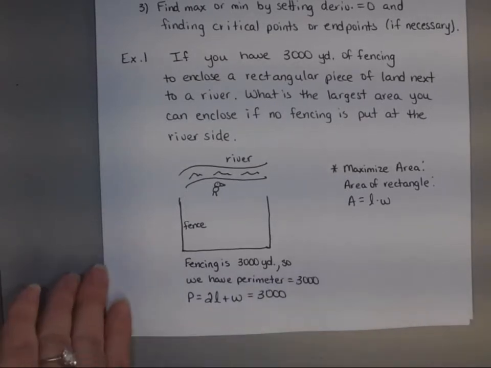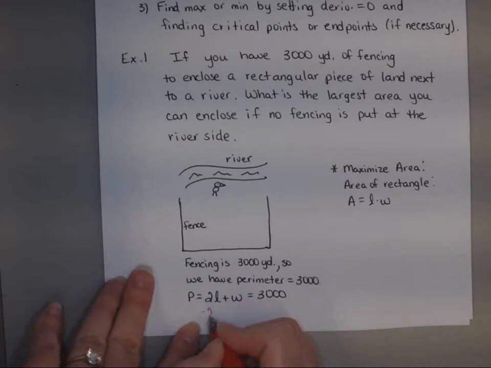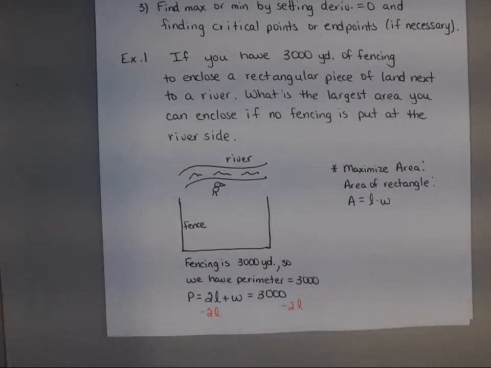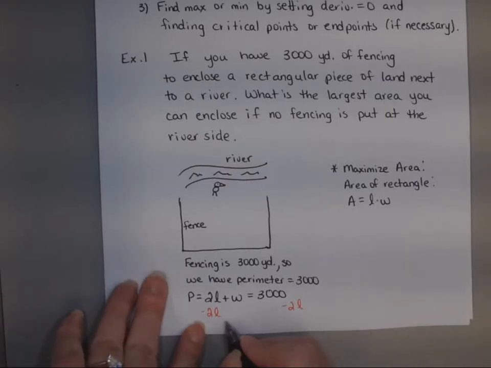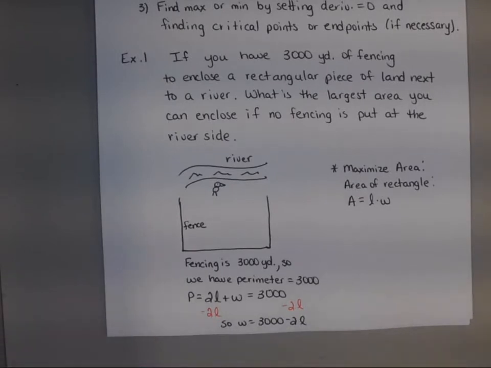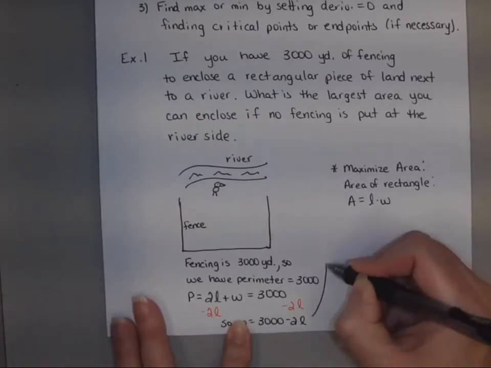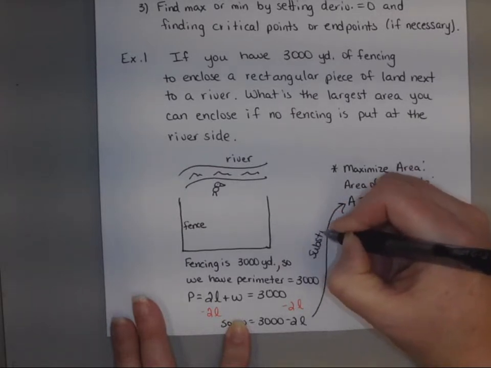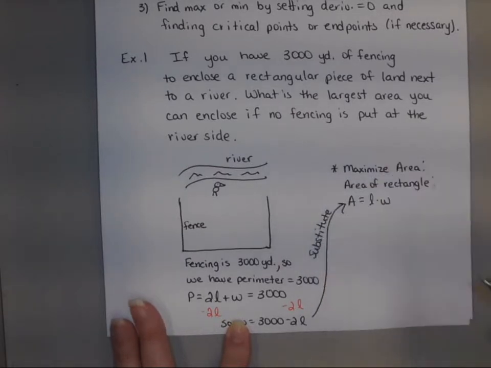But notice that if I solved for W, that would be relatively easy, right? I could also solve for length, but it's easier to solve for W, frankly. So notice that W is equal to 3,000 minus 2L. Okay, so now I'm going to substitute that in here. Why would I want to do that? How many variables would that leave me with if I substitute something in for W that involves L? It'll only leave me with the L, right?